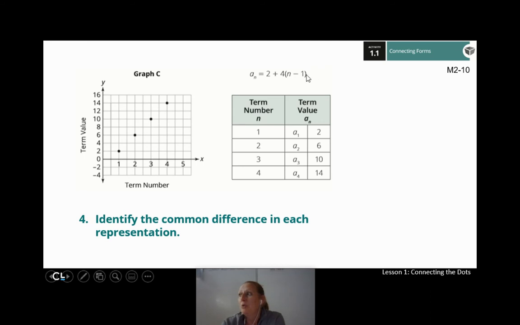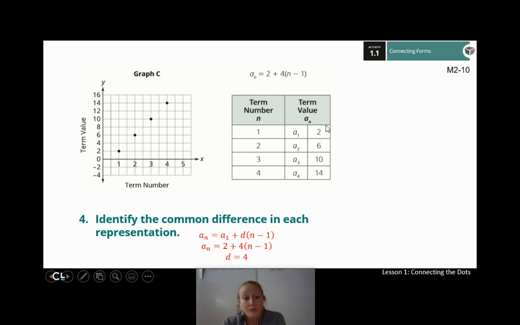If you're using the formula, that might be the easiest place to find your common difference, right? Because we have a sub n equals a sub 1 plus d times n minus 1. So if we have this formula, that means my common difference is going to be 4. So you could say d equals 4.